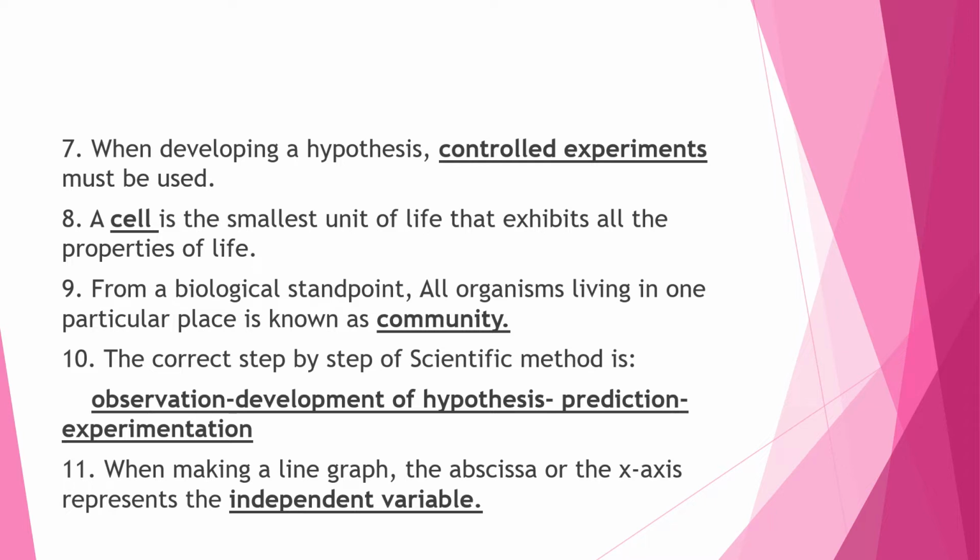Okay. Then number 11, when making a line graph, the abscissa or the x-axis represents the independent variable. So just know this information because this is really helpful. So when making a line graph, this is in connection to experimentation. The abscissa or the x-axis represents the independent variable, and the y-axis should be the dependent variable, I should say.